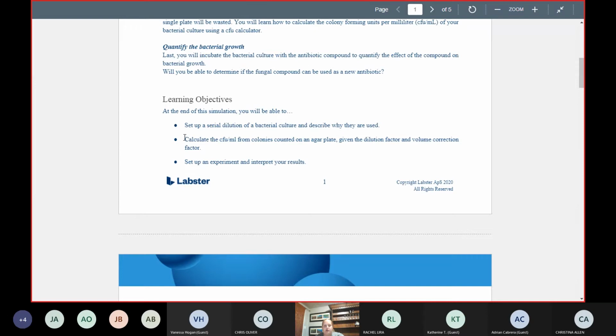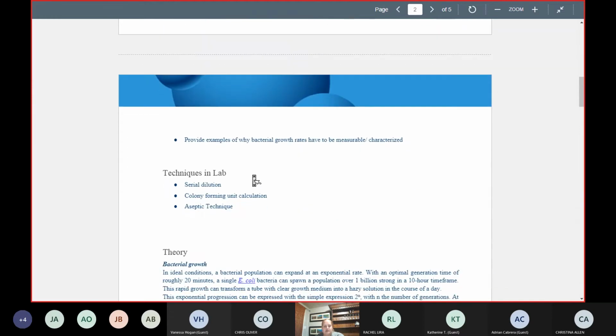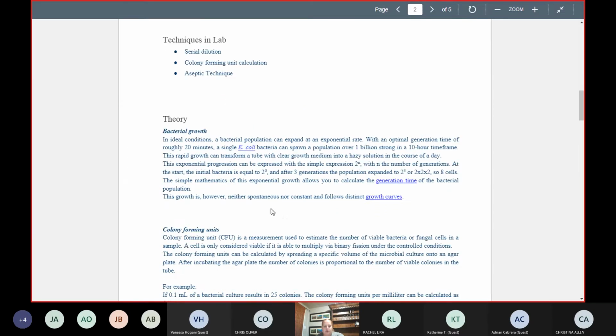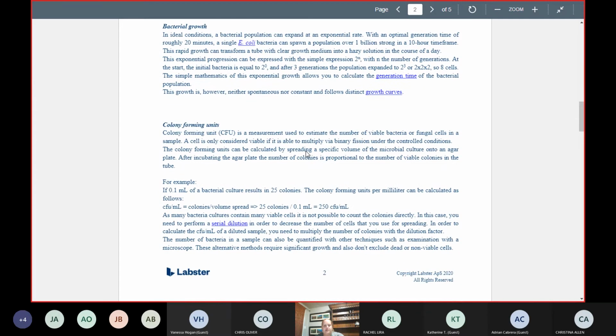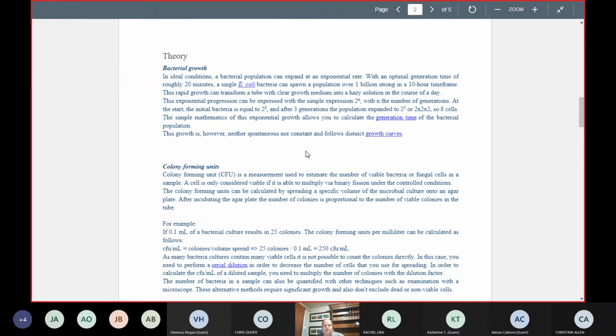We're going to talk about serial dilution, calculating CFU per milliliter with dilution factors and volume corrections, and that's going to be most of what we continue to talk about here. So there's some theory down here. I don't really want to go into it too much as it's kind of confusing, but we'll hit on a few things.